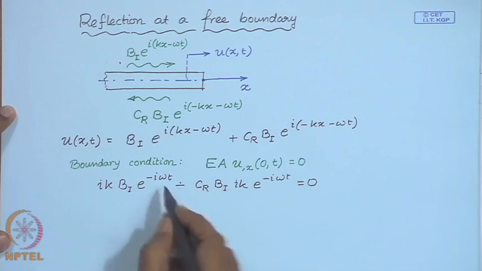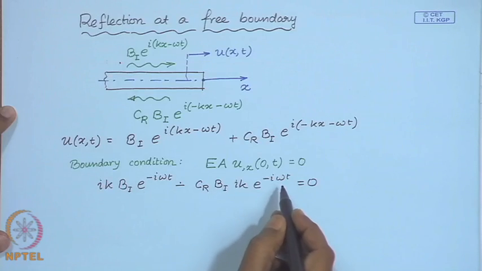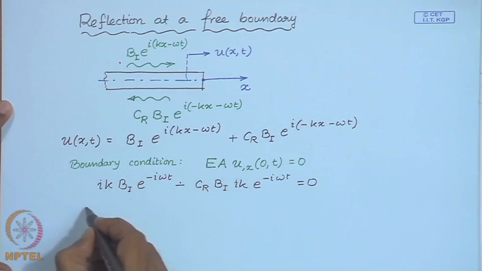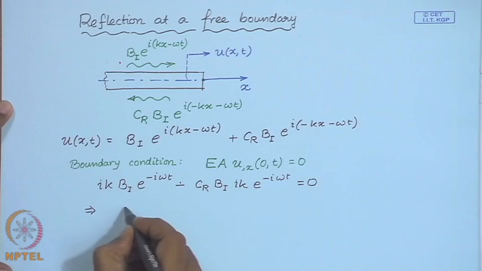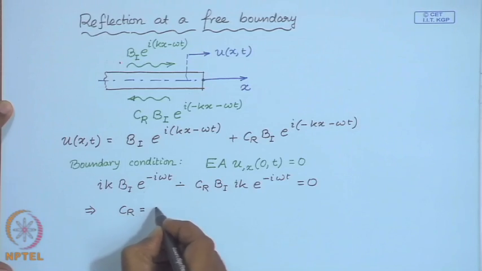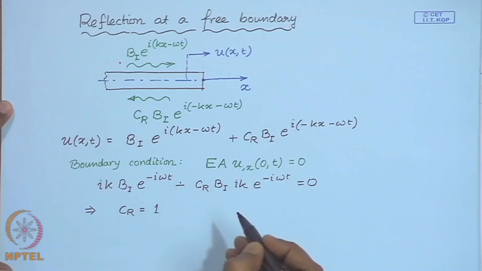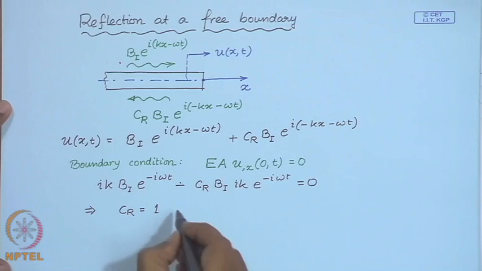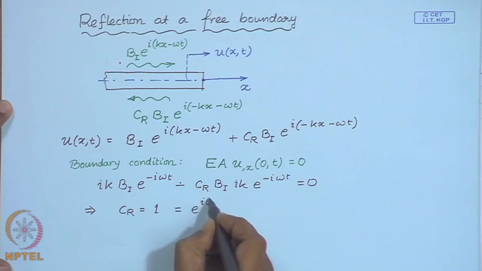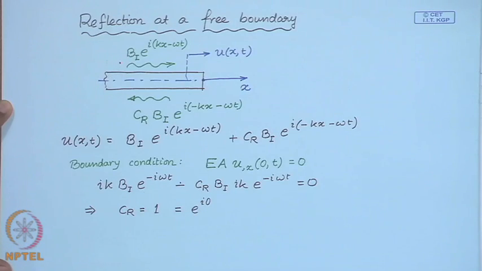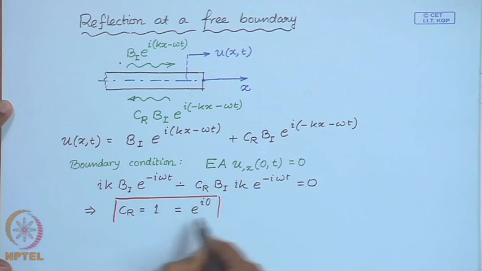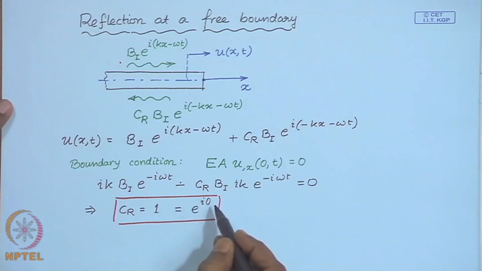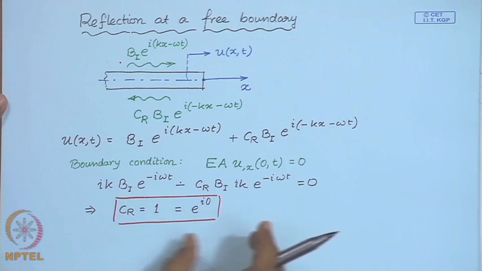since this time function will not be 0, this has to be satisfied for all time. So, this would imply upon simplification that C R, the reflection coefficient this time, is 1, and 1 is nothing but exponential, you can write it like this. So, this tells us the reflected wave suffers no phase change. It is reflected as it is.